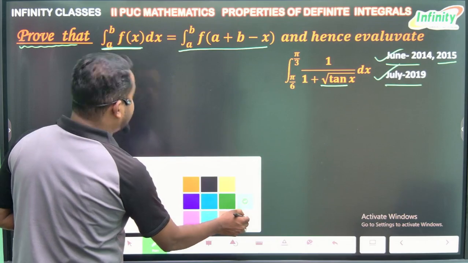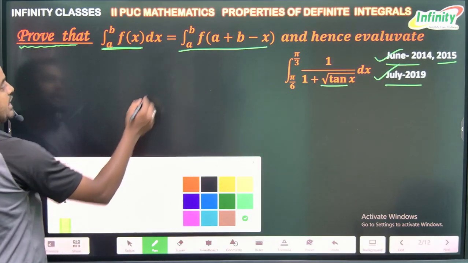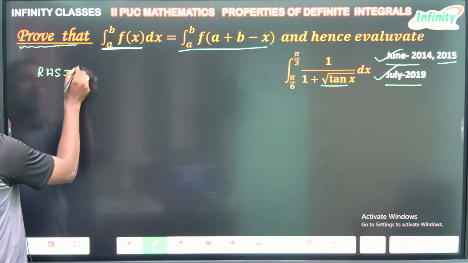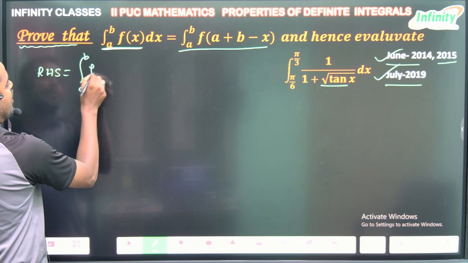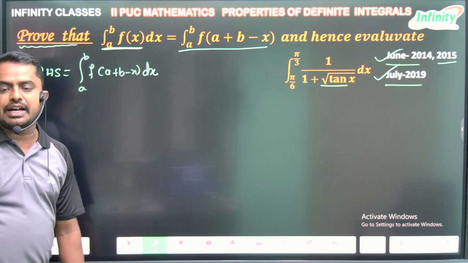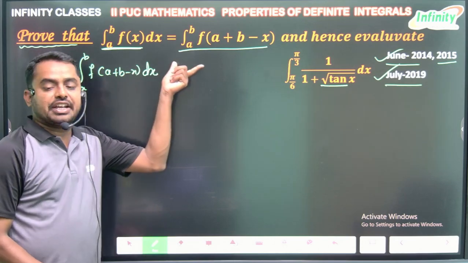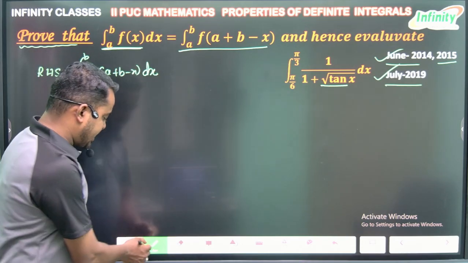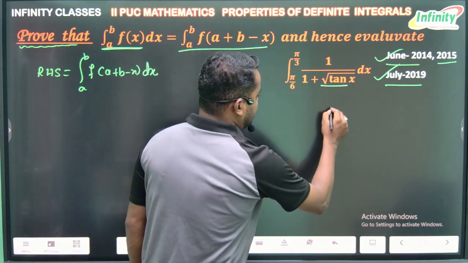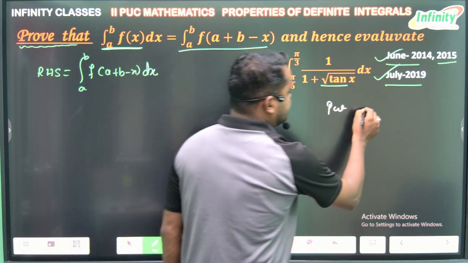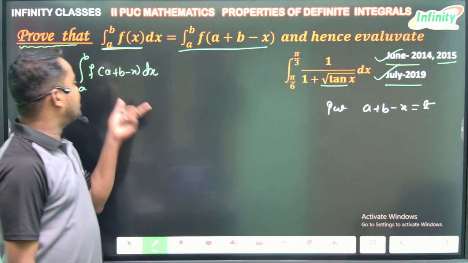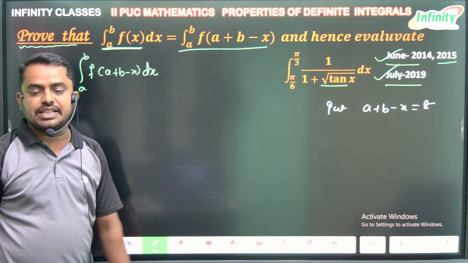Write the given, that is, take the RHS to prove this one. What is the RHS here? Integration from a to b of f of a plus b minus x dx. Now after that use the substitution. Put a plus b minus x is equal to t. Substitute a plus b minus x is equal to t.